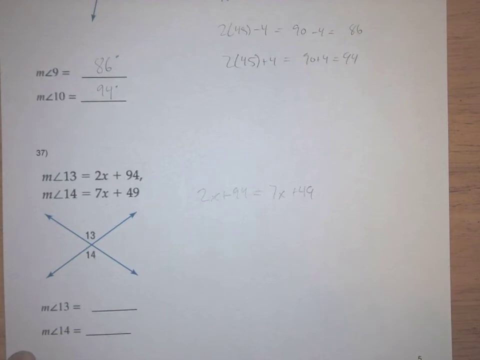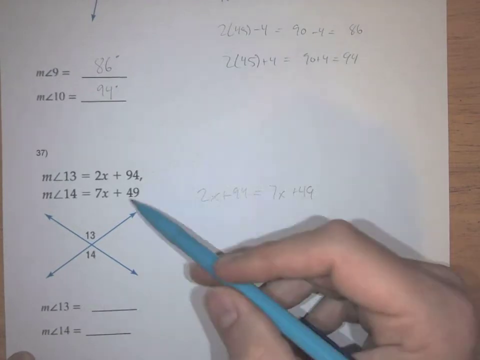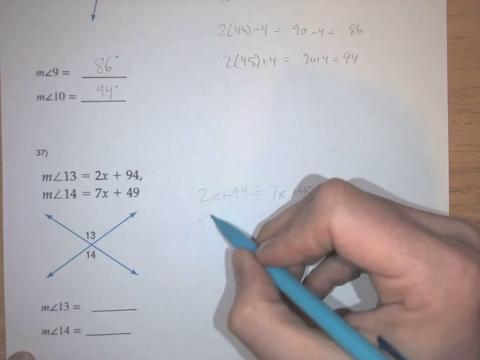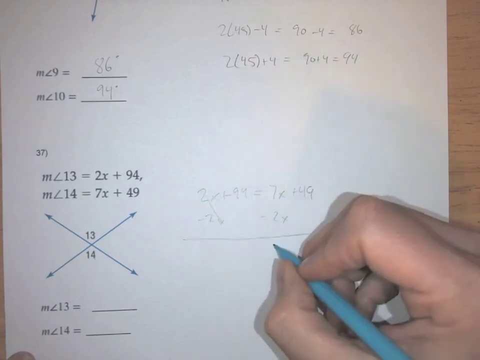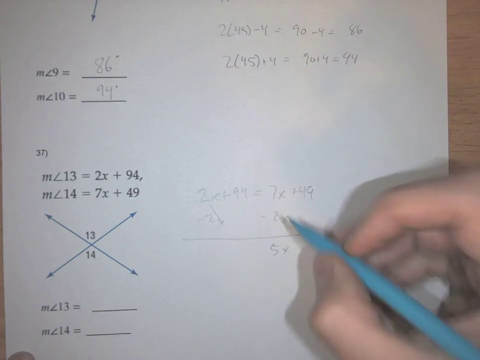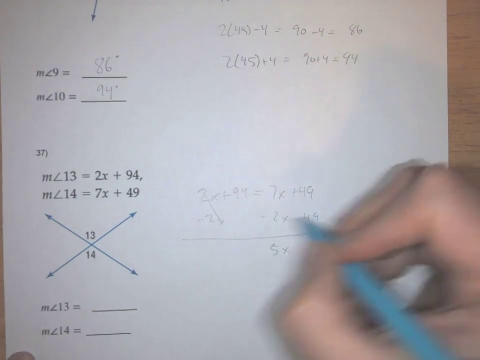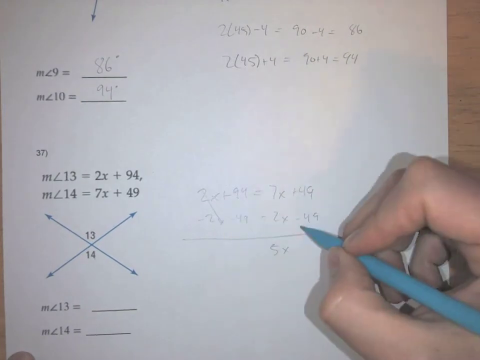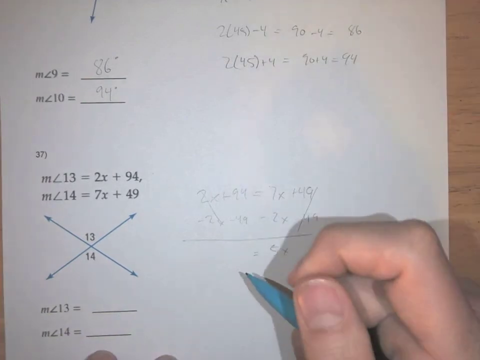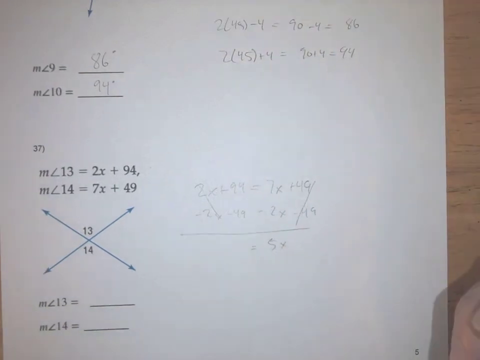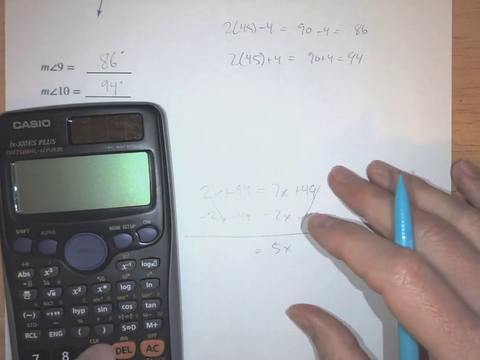All right, from here, we're just going to solve for x, which is not the answer that we want, but it'll help us get there. So we'll subtract 2x from both sides, and we're going to get 5x over here. And then we're going to subtract 49 from both sides, which is going to give us, let's see, 45, I believe. I need to double check that.